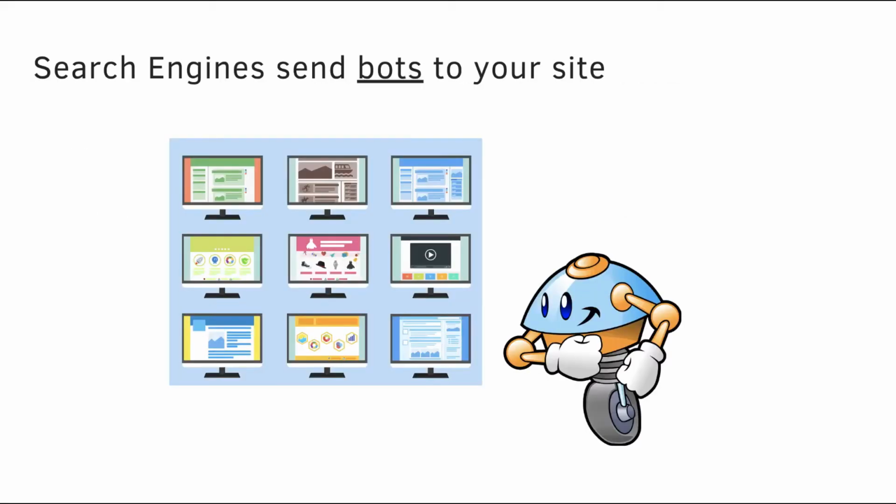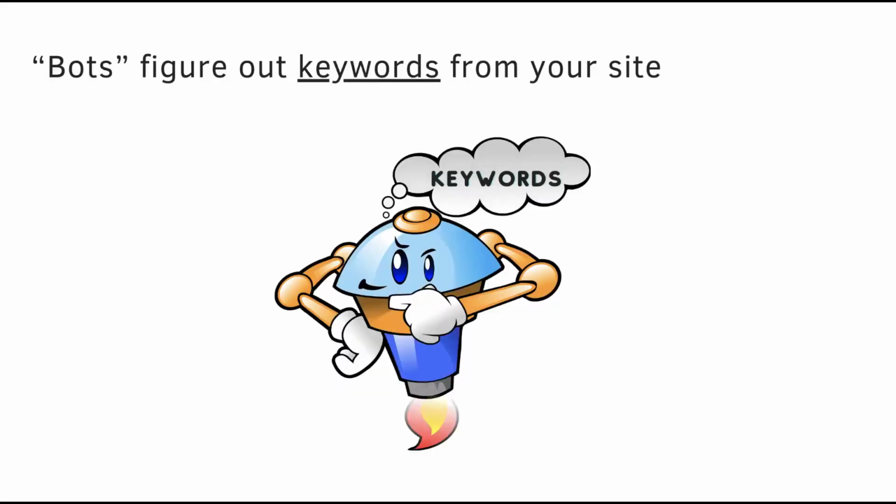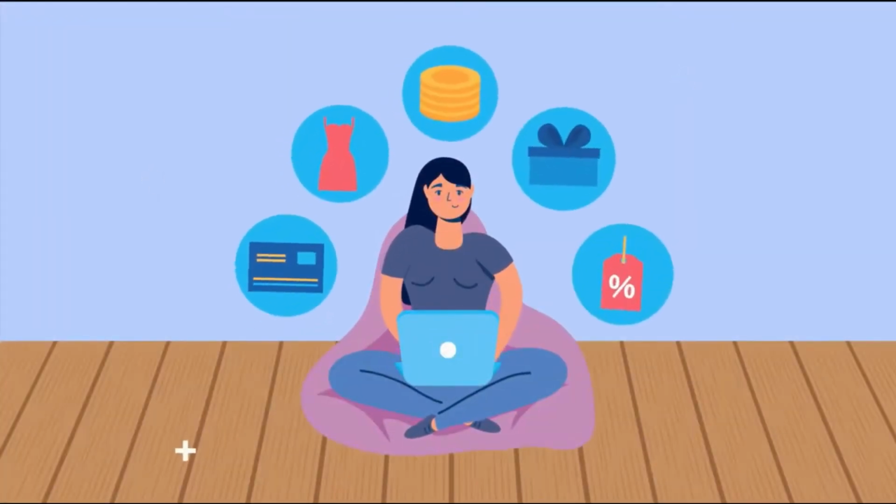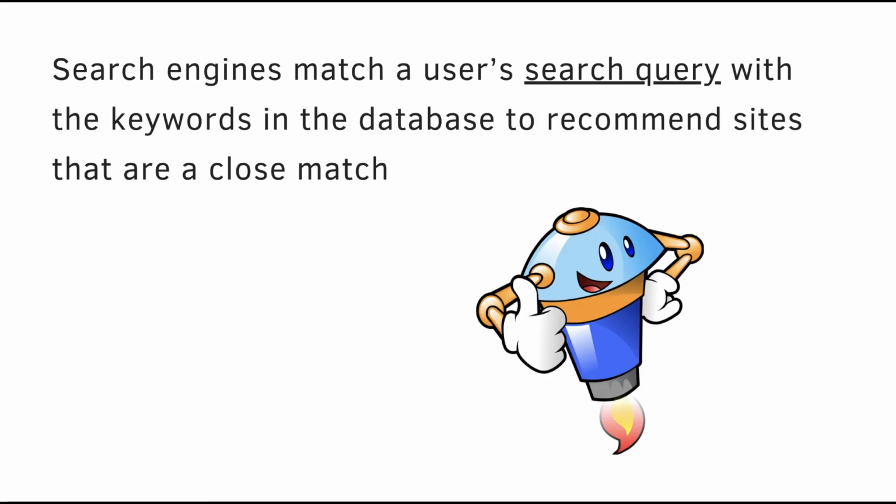Search engines send bots to a site to crawl through it and find out what the content is about and where the site links to. They also check out what the images are about, test if the site loads quickly, and also investigate if the layout of a site is accessible and good for mobile devices. Once they are done crawling, bots figure out keywords from your site and then record these keywords in the search engine database. So now, when anybody starts a search, engines match a user's search query with the keywords in the database to recommend sites that are a close match.